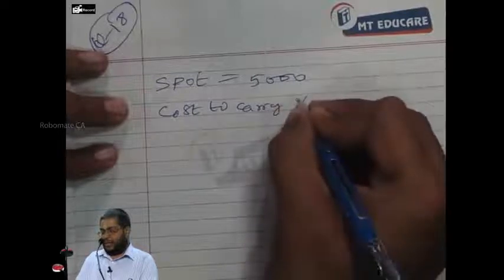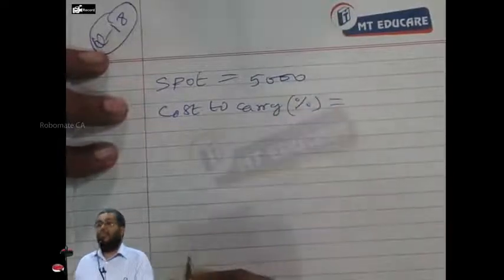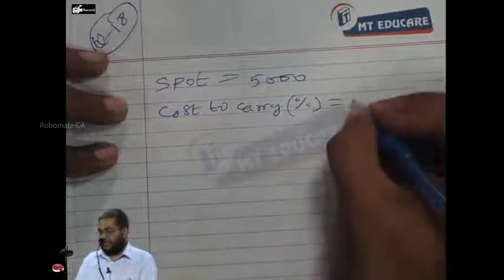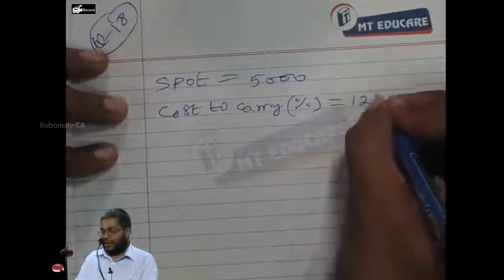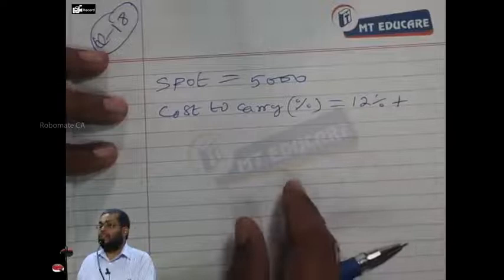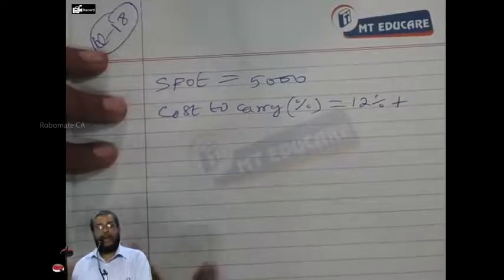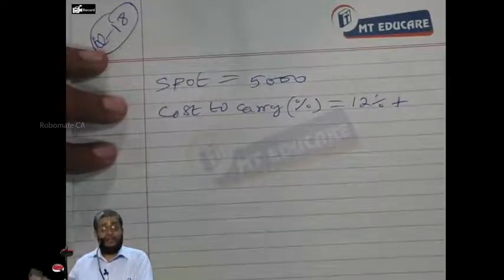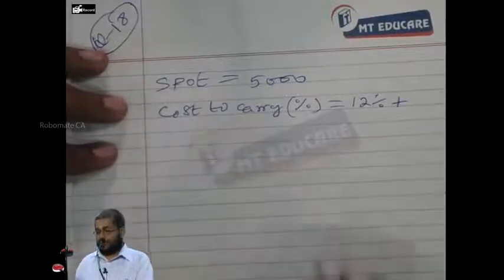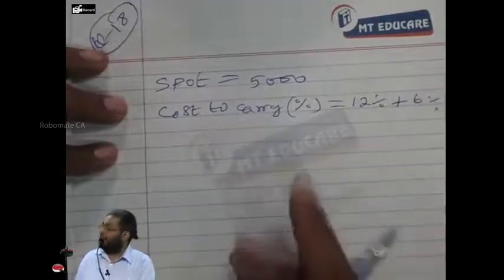Cost to carry, I want in percentage. What are the cost to carry percentages? The financing cost, how much percent? 12%. What is the storage cost? 0.5% per month. I have to annualize. How much percentage? 6%. Right or not?